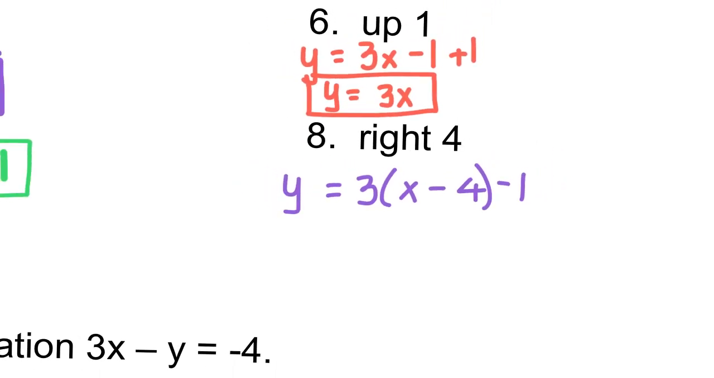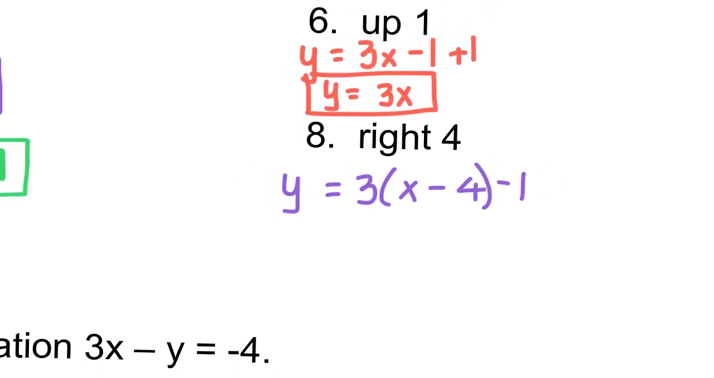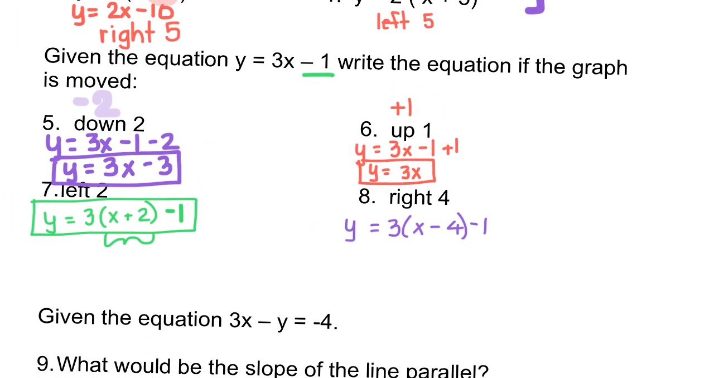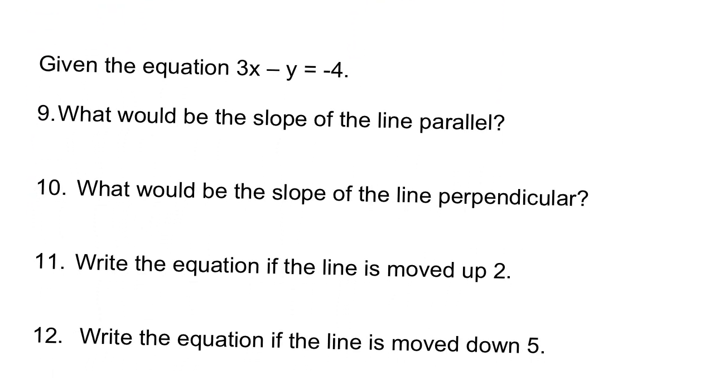Looking at number 8, if you have y equals 3, open parentheses, x minus 4, close parentheses, minus 1, then you are correct. Now let's look at the next equation. Given this equation, what form is that? That's in standard form. It asks what would be the slope of the line parallel. If we're looking for slope, we're looking for the m. Well, it's hard to tell the m, the slope, if it is in standard form.